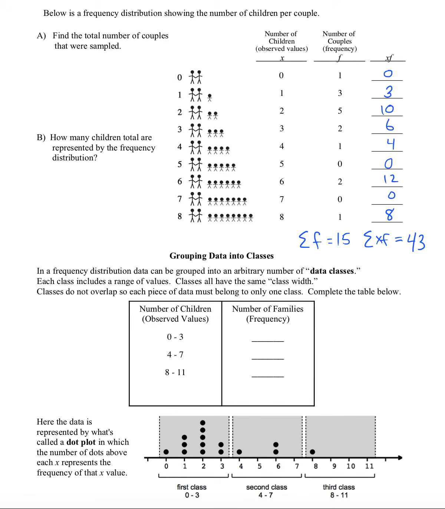So, how many couples in all were sampled? That would be the sum of the frequencies. How many children total are represented in this frequency distribution? That would be the sum of X times F, which was 43.